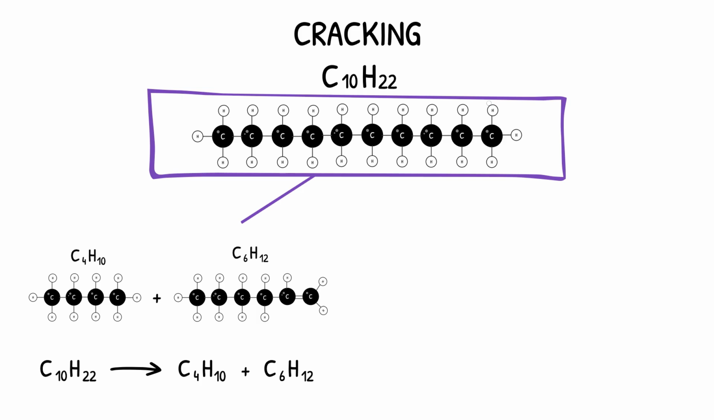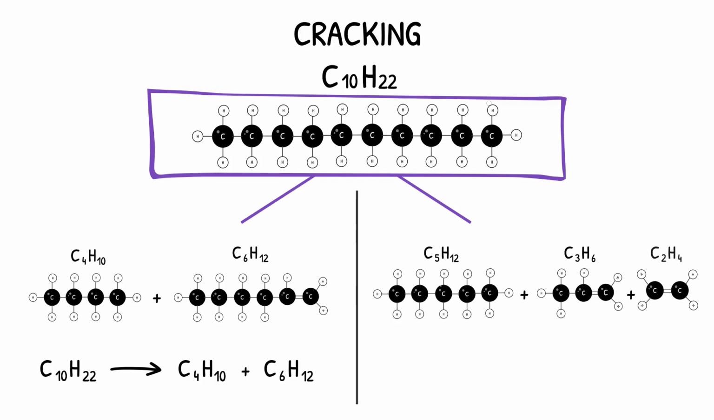Now remember, the cracking process is entirely random and may produce any combination of short-chained hydrocarbons. In our previous example, we saw decane break down into butane and hexene. However, another possible outcome of this reaction may have been the production of pentane, propene, and ethene. The word equation for this reaction would look like this.